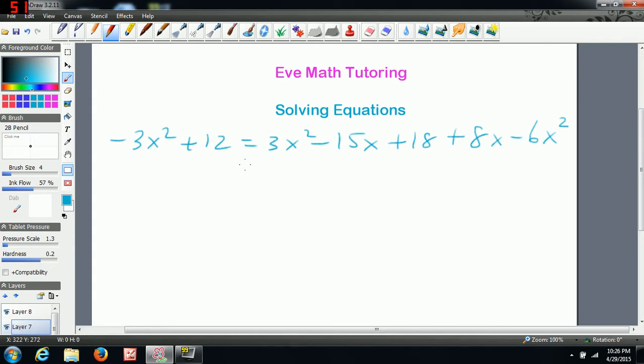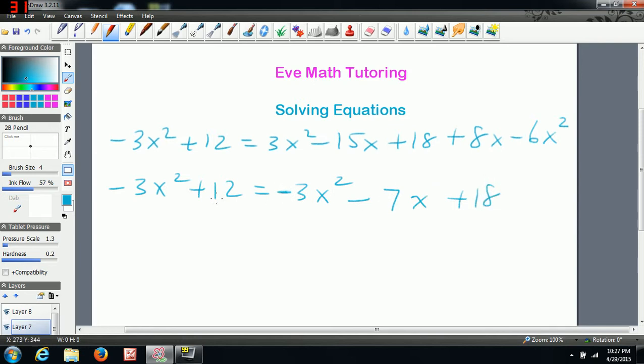Okay, so what we're going to do is bring all the x squares to one side first of all. Actually, let's start adding like terms up first. So over here we've got negative 3x squared plus 12. So 3x squared minus 6x squared is negative 3x squared, and then negative 15x plus 8x is minus 7x plus 18.